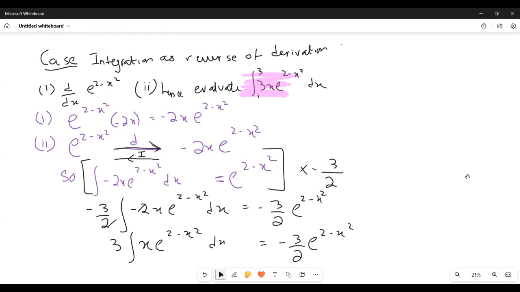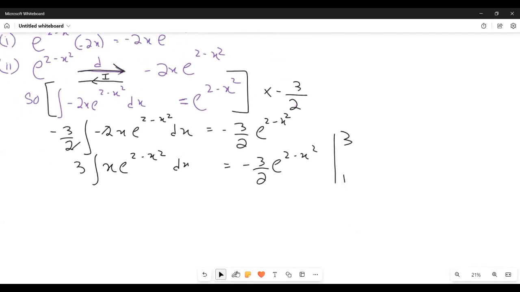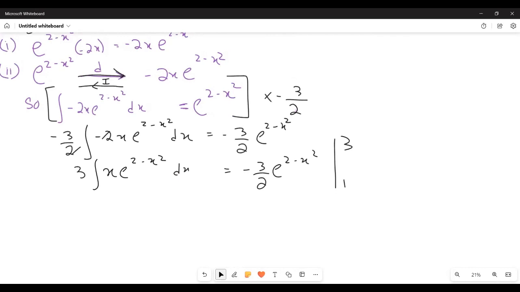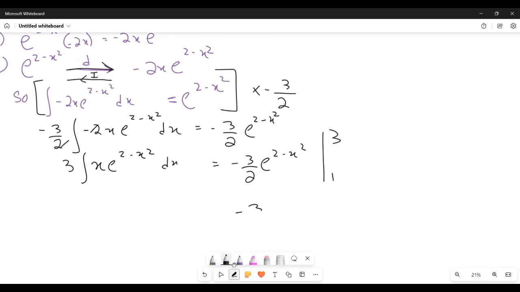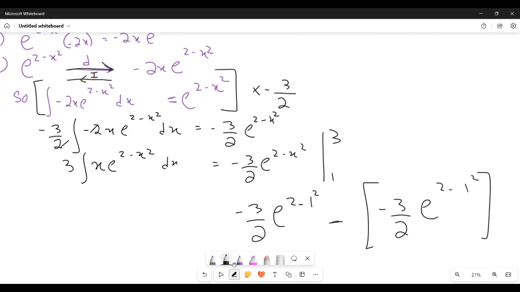Okay, we also have to apply the limits. So the limits were 1 to 3. So we write 1, 3 here. Substitute 3 in place of x first, then substitute 1 in place of x, and then subtract the results. Whatever answer comes, that would be the answer. It's -3/2 e^(2 - 3^2) minus bracket -3/2 e^(2 - 1^2).